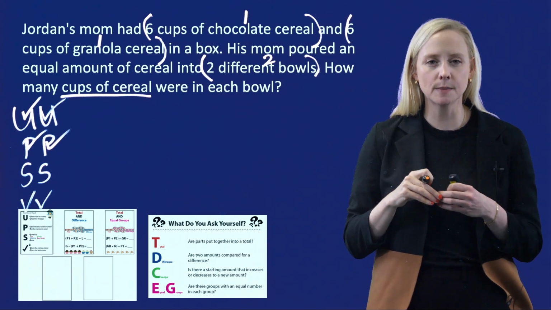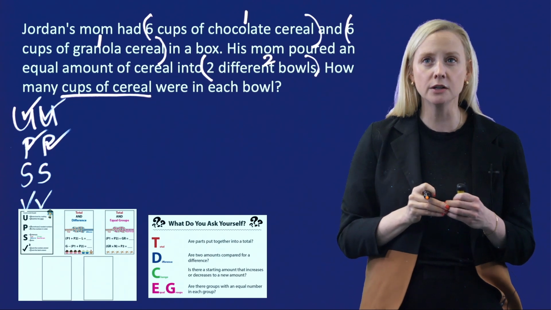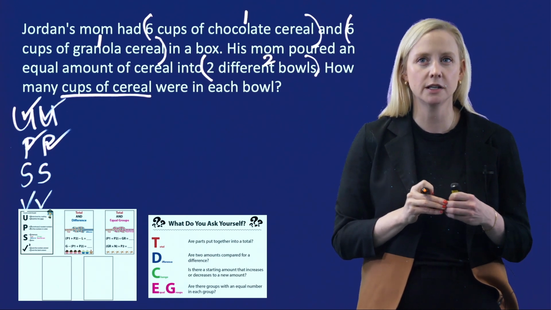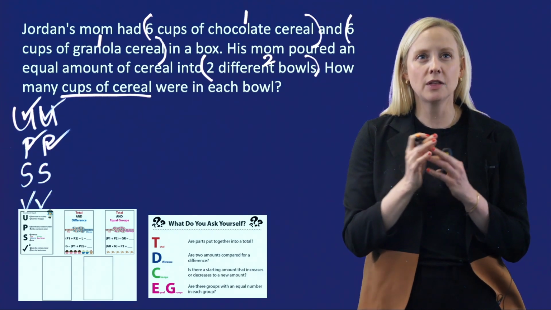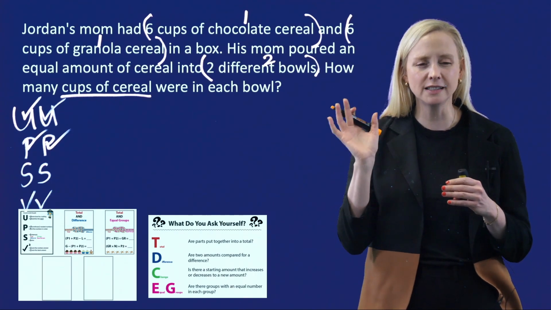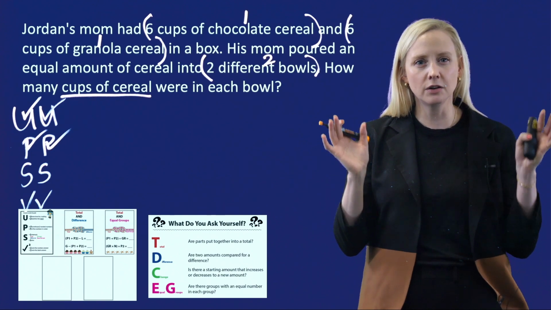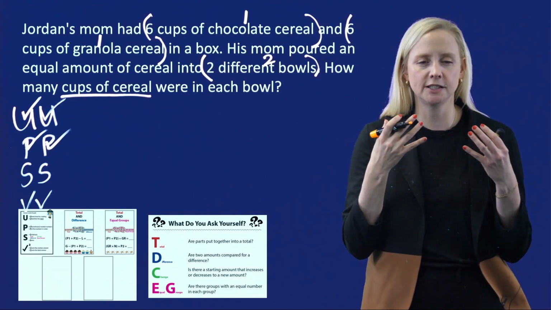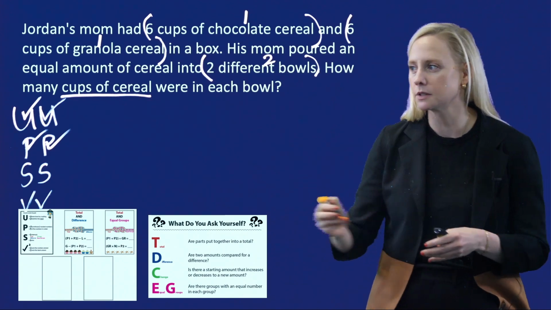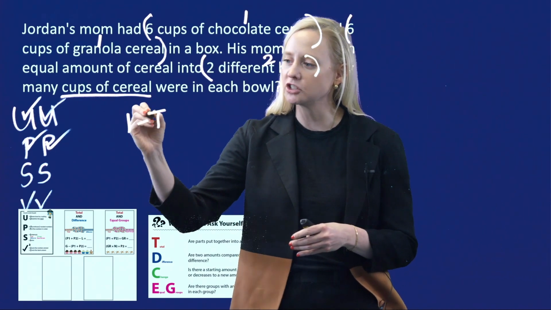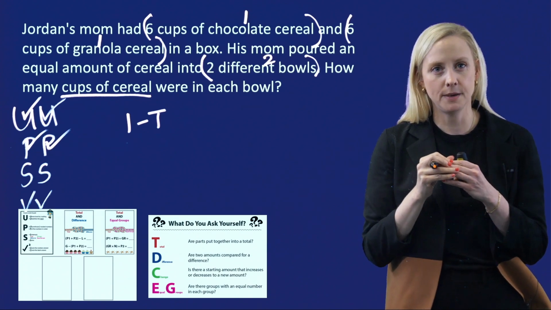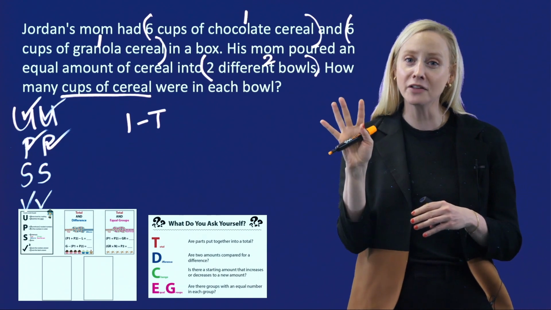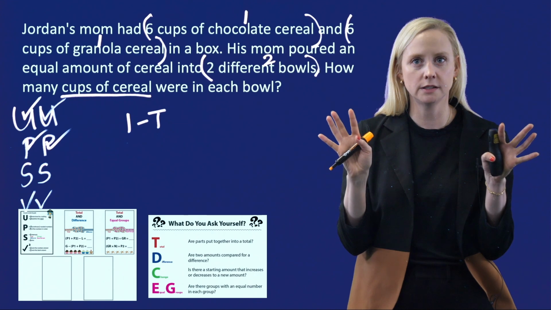It says Jordan's mom had 6 cups of chocolate cereal and 6 cups of granola cereal in a box. So here we're putting together the cereal. So that's what's happening first. I have chocolate cereal and I have granola cereal, and I need to figure out the total amount of cereal before I put that into the bowls. So I'm going to put a 1-T to let me know that for my first step, it's a total schema because I'm putting together the cups of chocolate cereal and the cups of granola cereal.